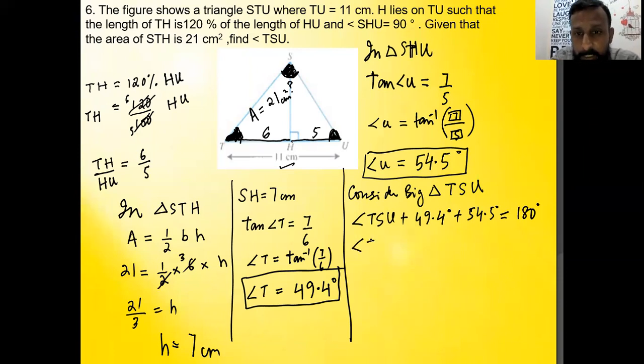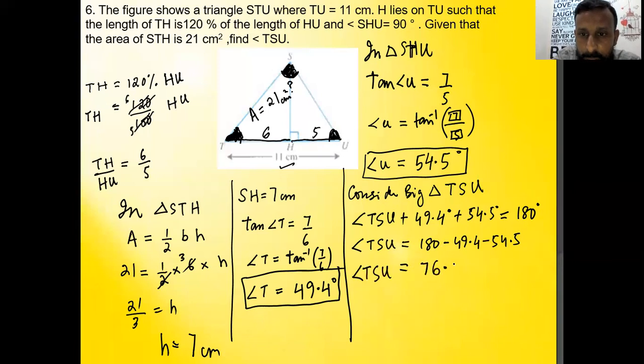So furthermore, angle TSU is equal to 180 minus 49.4 minus 54.5. Again, boys and girls, you are allowed to use your calculator. 180 minus 49.4 minus 54.5. Our answer is found to be 76.1 degrees. This is the desired answer, boys and girls, 76.1 degrees.